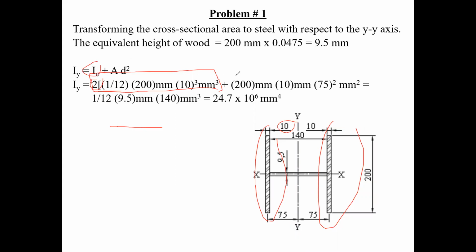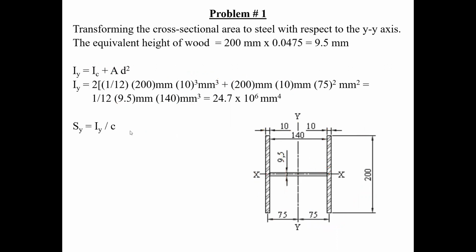And the Ad squared is 200 times 10 times the distance, in other words the distance from the centroid of this and the centroid of that to the centroid of your overall transformed section, and that should be 75. I have it here, that's 75 squared. This one here only has 1/12 the base times the height because the distance from the centroid of this section to the centroid of the overall section is 0. Therefore I don't have an Ad squared. And I end up getting an Iy equal to 24.7 times 10 to the 6.